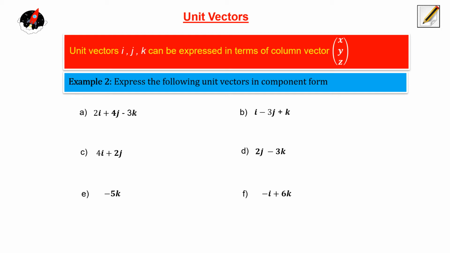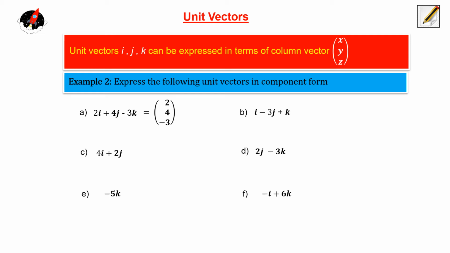So example A, we have 2i plus 4j minus 3k, so we just need to remember that i corresponds to the x component, so the x direction. j corresponds to the y component, the y direction, and k corresponds to the z direction. So for A, we've got 2i plus 4j minus 3k. That just gives us a column vector of positive 2, positive 4, minus 3.